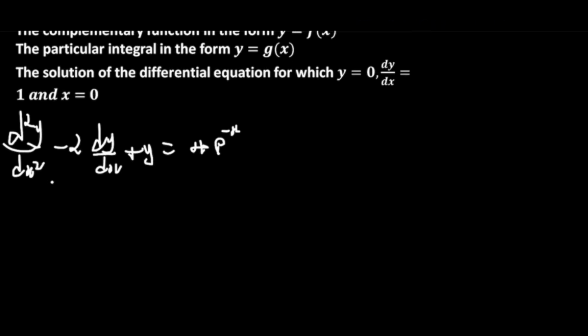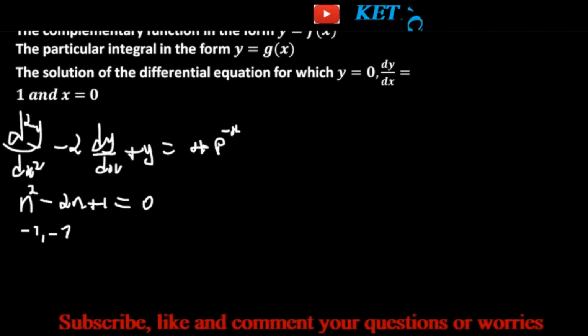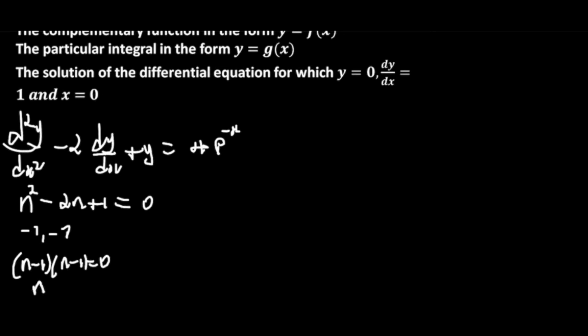To get our complementary function, we need our characteristic equation. We have n squared minus 2n plus 1 equal to 0. So this is our characteristic equation. When we look at this, the factors are negative 1 and negative 1, so that when we add it gives us negative 2 and when we multiply gives us 1. Therefore, we have n minus 1 and n minus 1 equal to 0. So n1 is equal to n2, which is equal to n, which is 1.